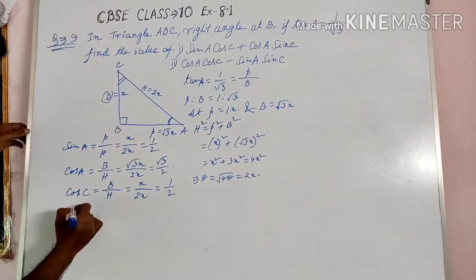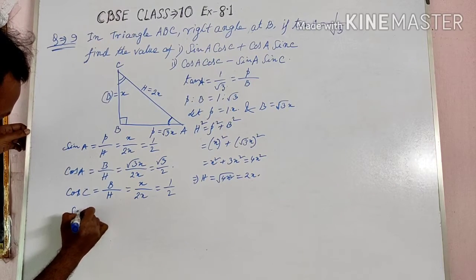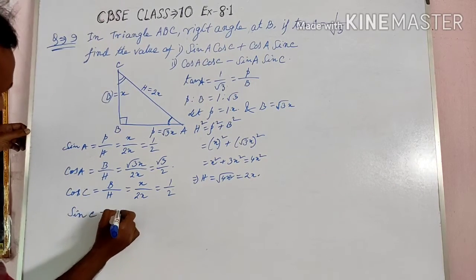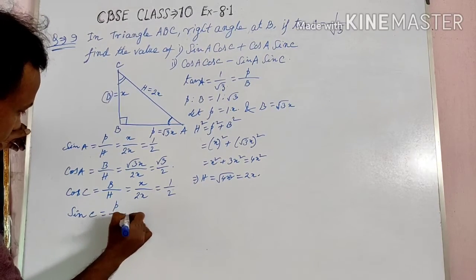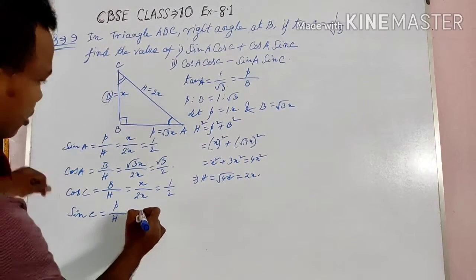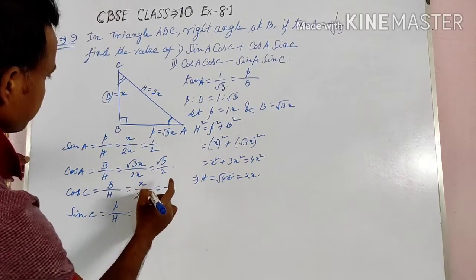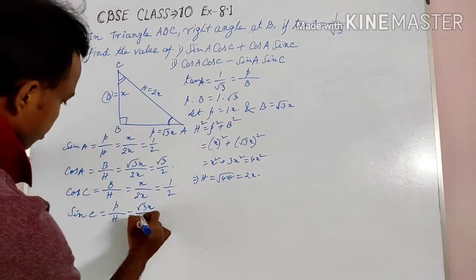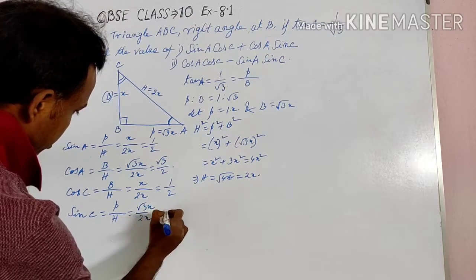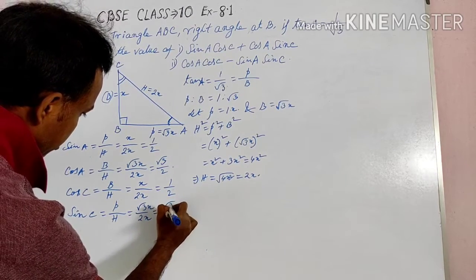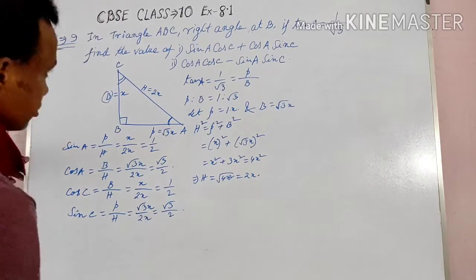Similarly, sin C is equal to what? Perpendicular by hypotenuse. In that case perpendicular is root 3x by hypotenuse 2x. X cancels out, that is root 3 by 2.